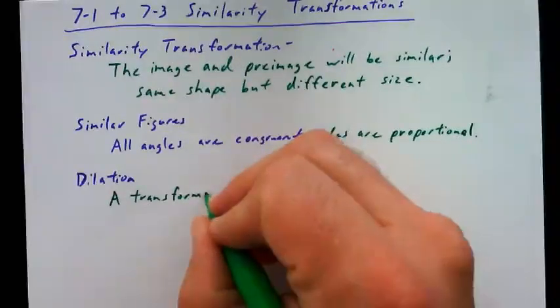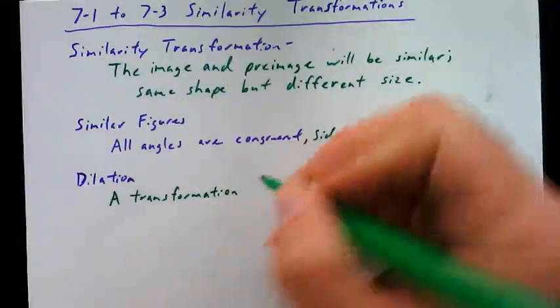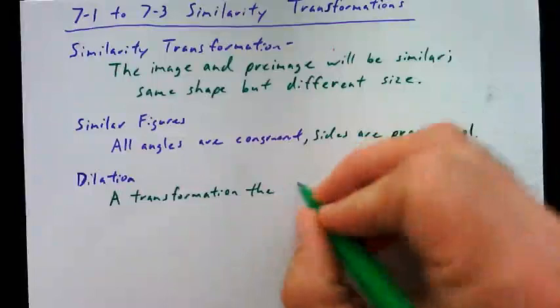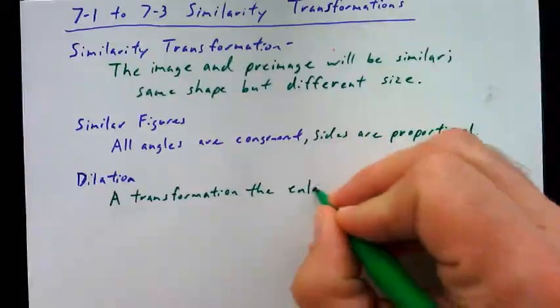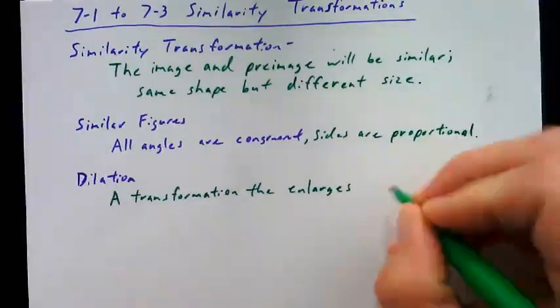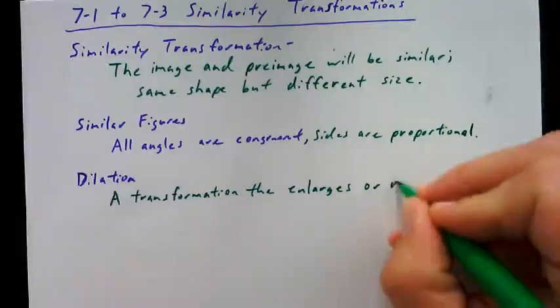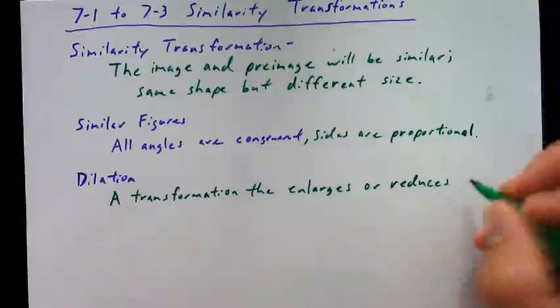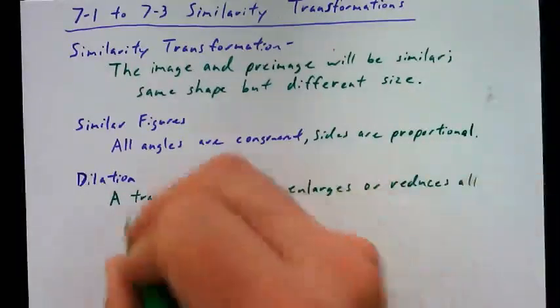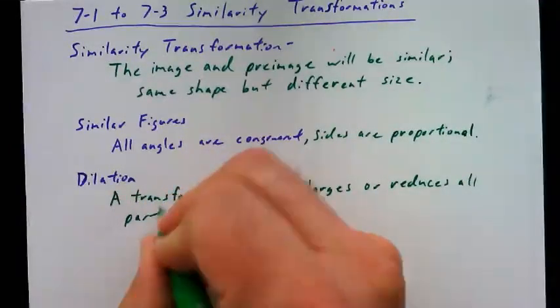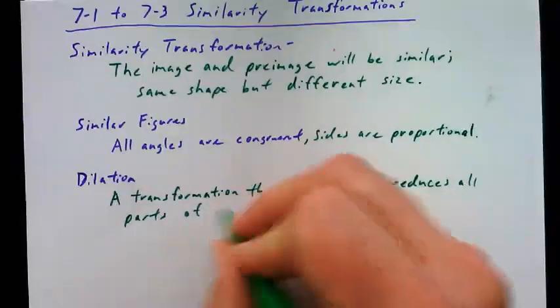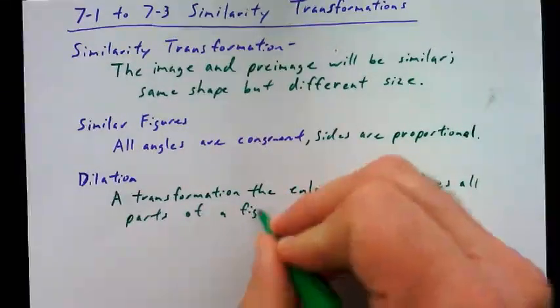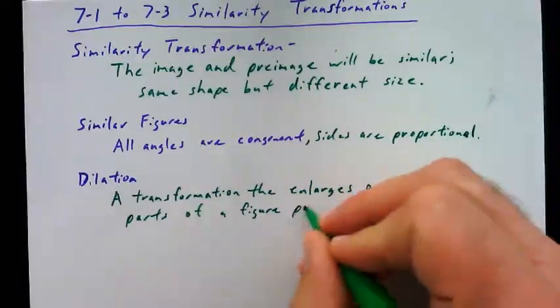So, a dilation is a transformation that enlarges or reduces, shrinks would be a good word there too, all parts of a figure proportionally.